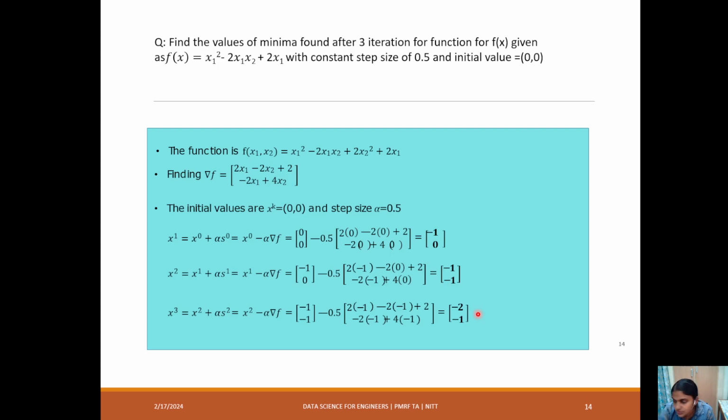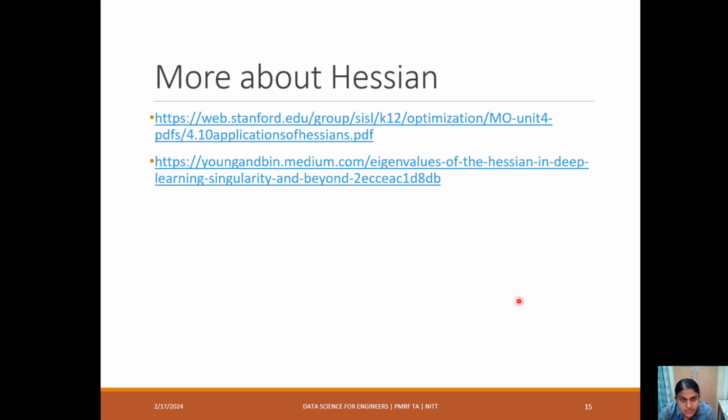Now these are some of the examples for this week's problems, and I have kept 2 links also where you can learn more about the Hessian matrix, and how to find out whether it is positive definite or semi-definite or not. So you can go through these links later.